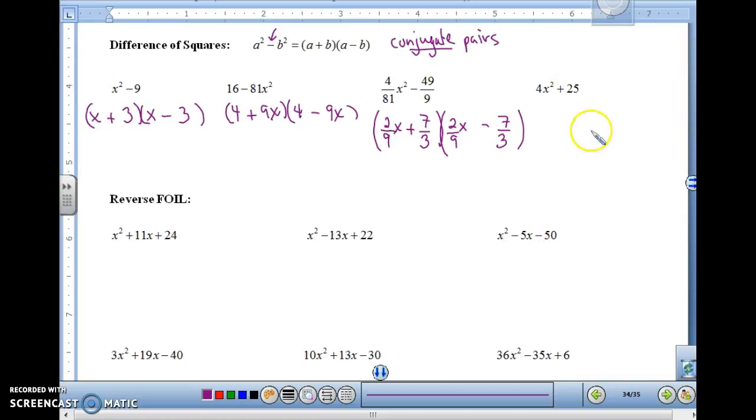All right, what about 4x squared plus 25? Well, this one actually is a trick question. 4x squared is a perfect square. 25 is a perfect square, but there's a plus in the middle. This is not a difference of squares. It is a sum of squares. So that means this does not factor.